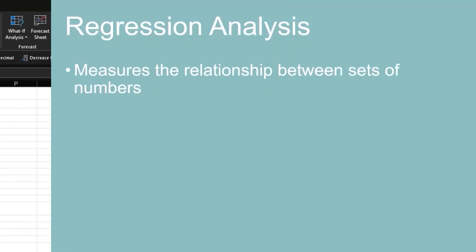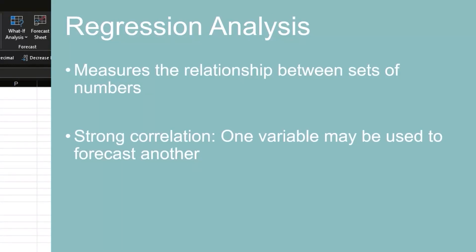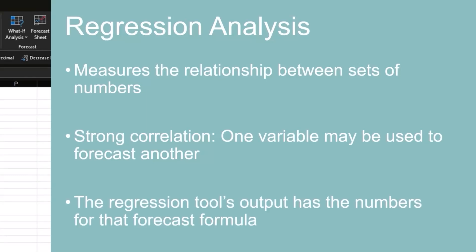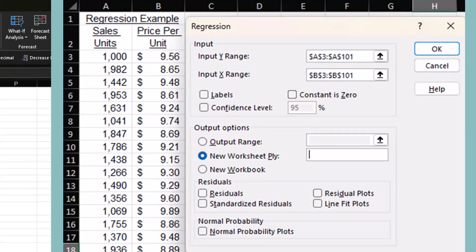Regression is a way to measure the relationship between sets of numbers. If there appears to be a strong correlation between the variables, then one variable may be used to forecast another. Embedded in the summary output are the numbers for that forecast formula. I created a sample data set of sales units and prices. Regression can help inform how much sales volumes will decrease for a dollar increase in price.